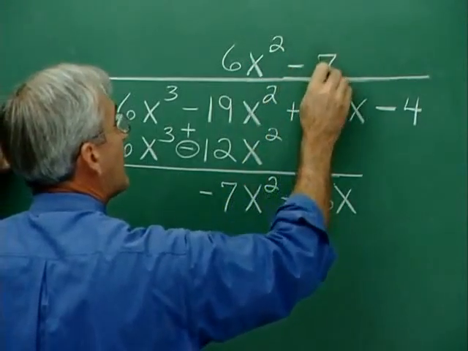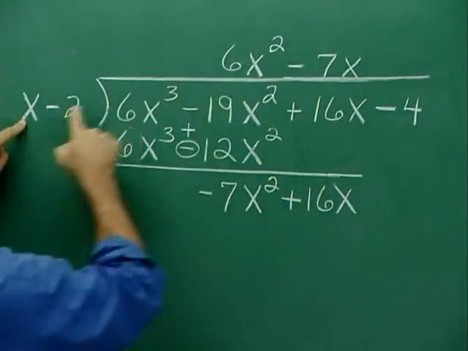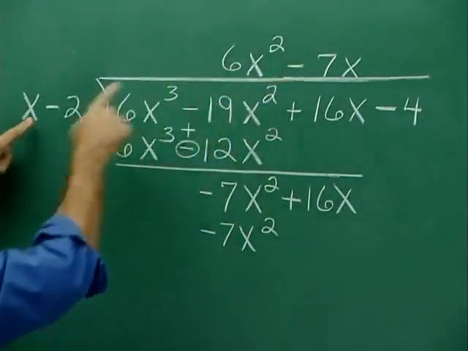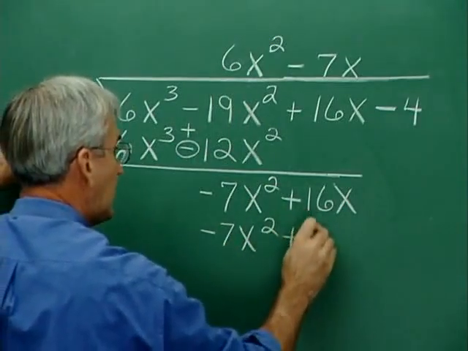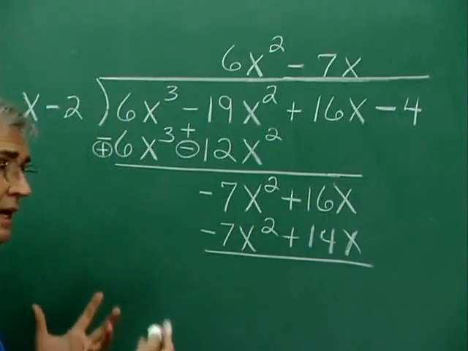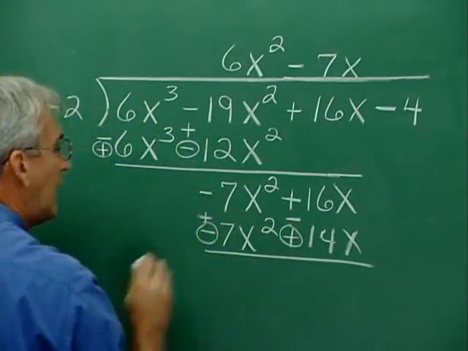So we put minus 7x here, and we multiply around like we did before. Minus 7x times x is minus 7x squared. Minus 7x times minus 2 is plus 14x. Draw the line and subtract. That means change signs and collect. Change signs, and collect.